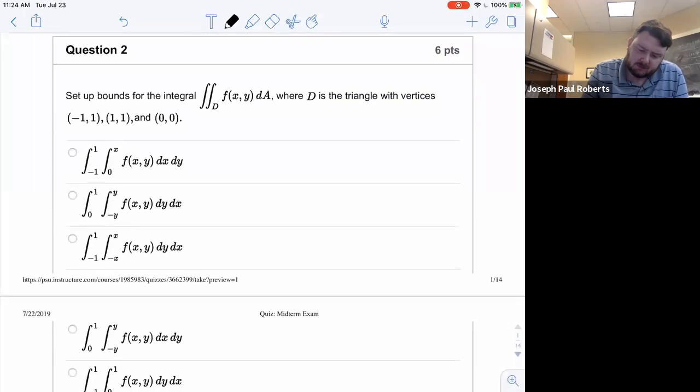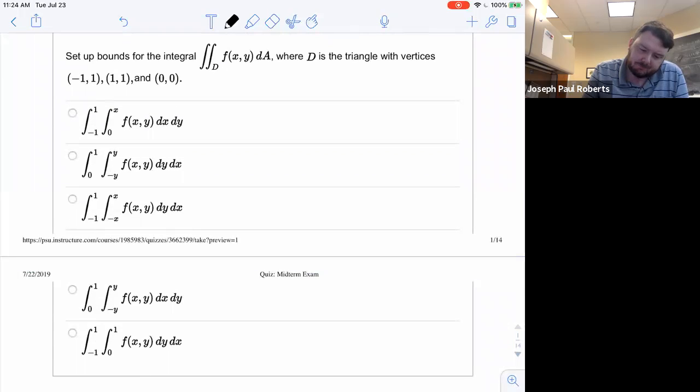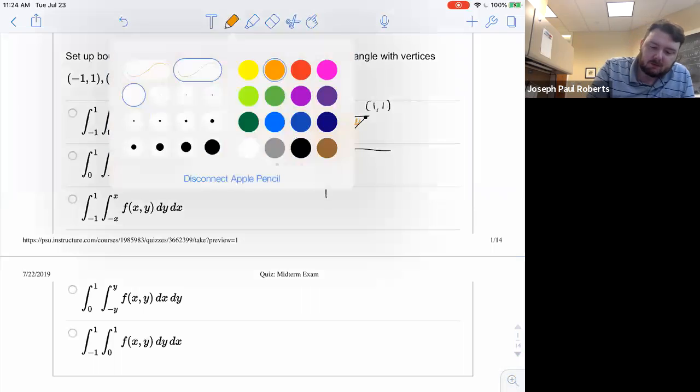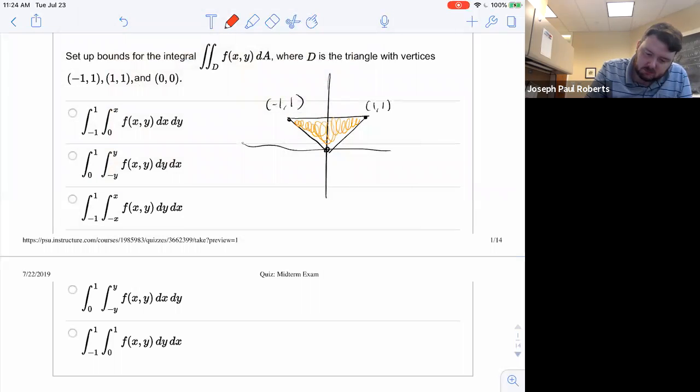Next one, set up bounds for the double integral where D is the triangle with vertices (-1, 1), (1, 1), and (0, 0). Okay, and so be careful. This, first of all, is not a rectangle, and therefore the bounds aren't all numbers. So we can immediately rule out, I guess it's this one, right? Not a rectangle, it's a triangle. And then, for all these others, what else can we do?